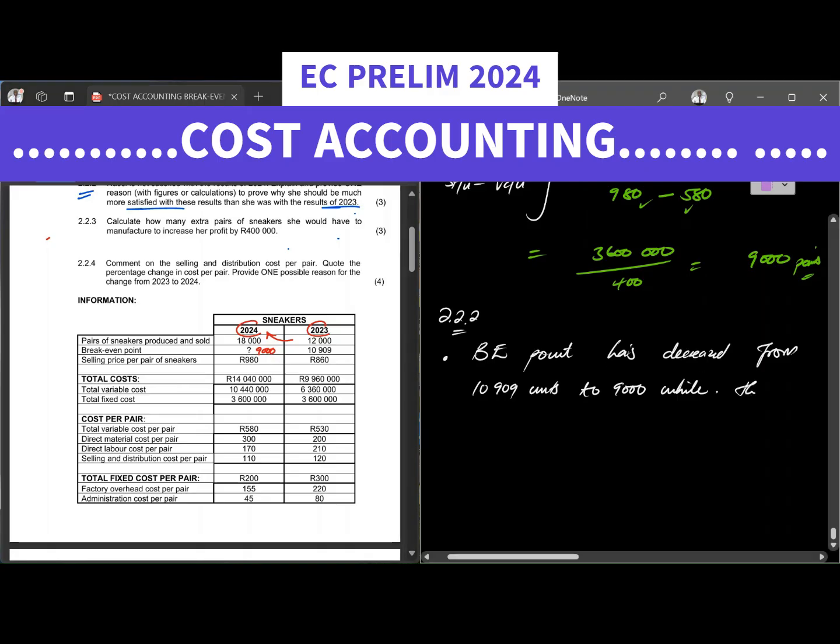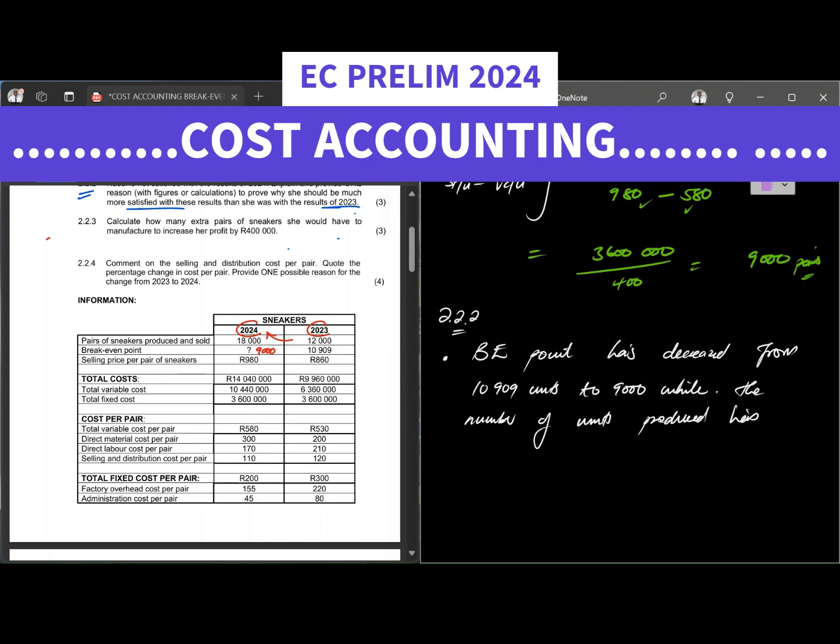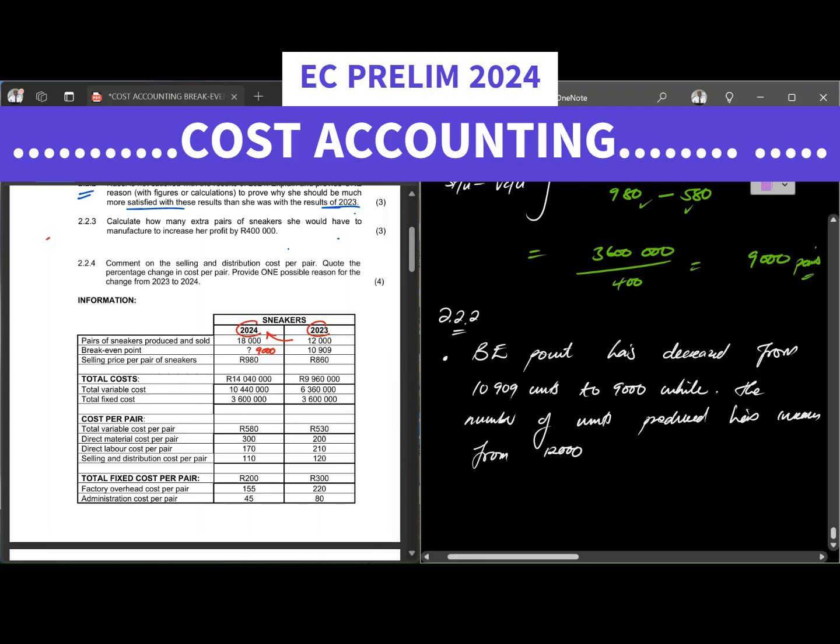Okay, the number of units produced has increased from 12,000 units to 18,000 units. Okay, so what I'm simply saying here is, remember, when your break-even point has decreased, that is good for the business. And when it increases, it is not good for the business.